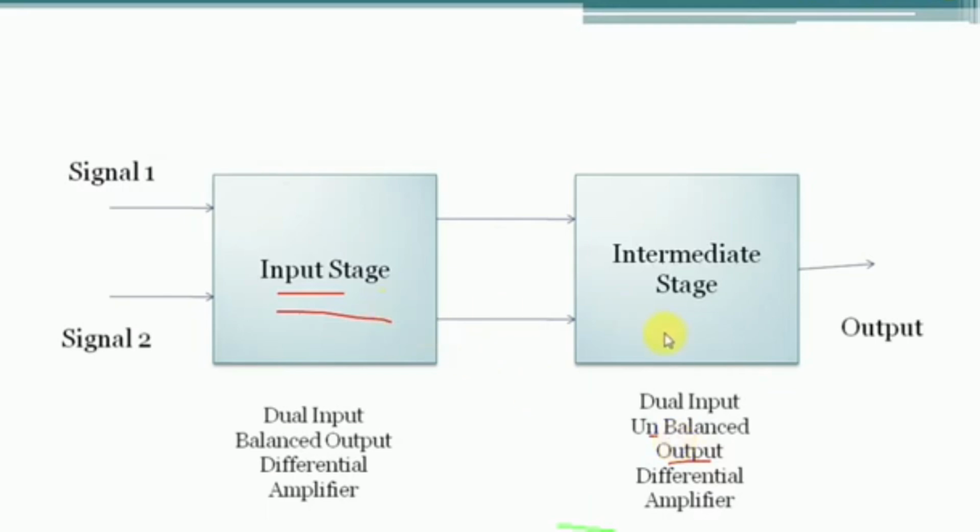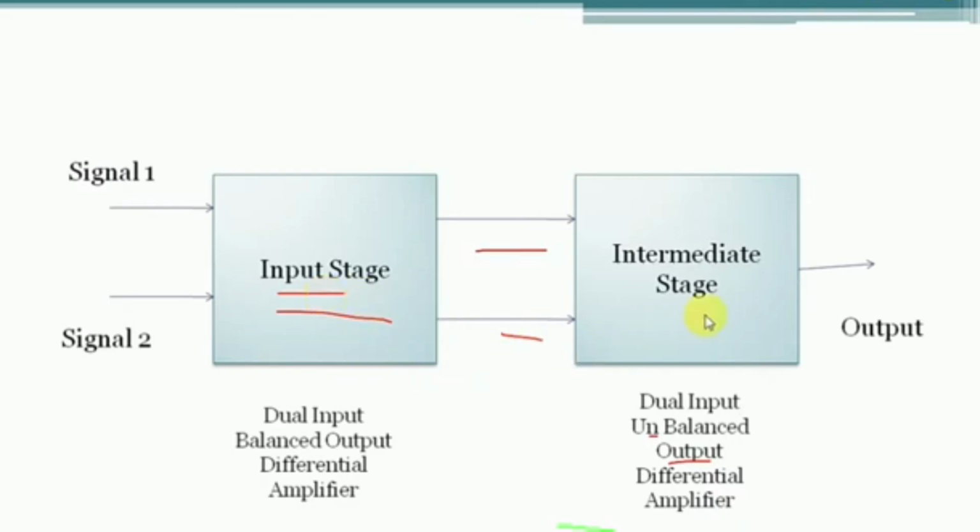Since these two amplifiers are connected in series, the output of the first differential amplifier is given as input to the second differential amplifier, nothing but the first differential amplifier drives the second differential amplifier. This series connection is called cascading.